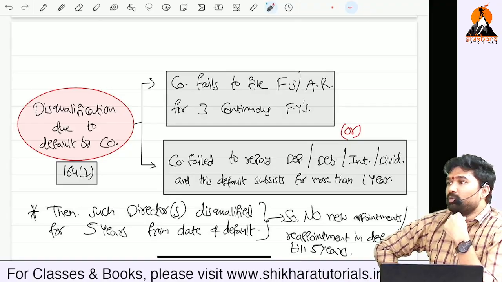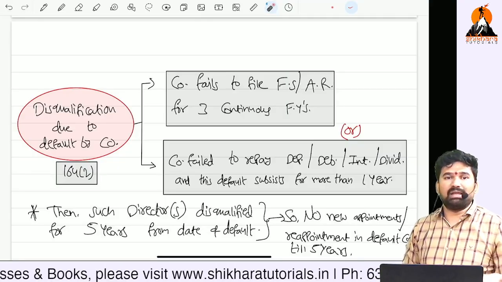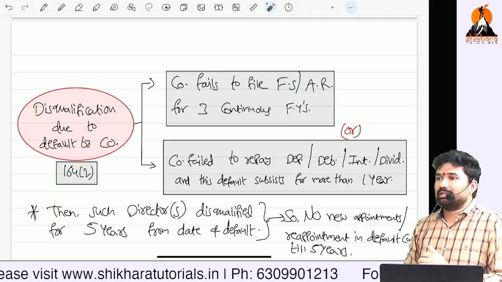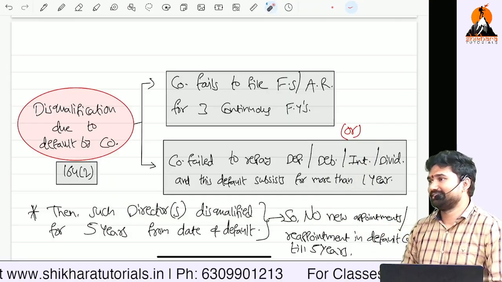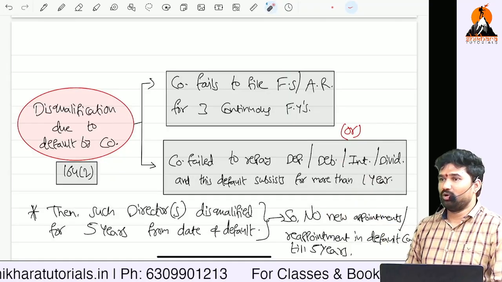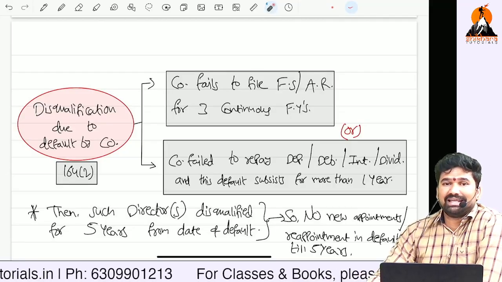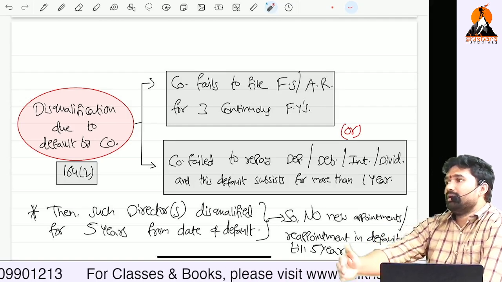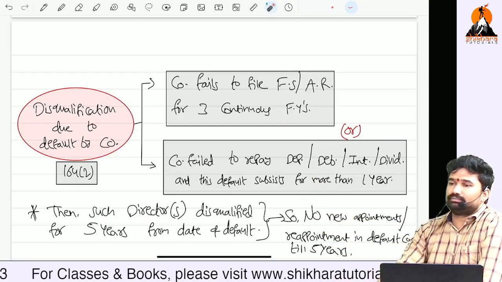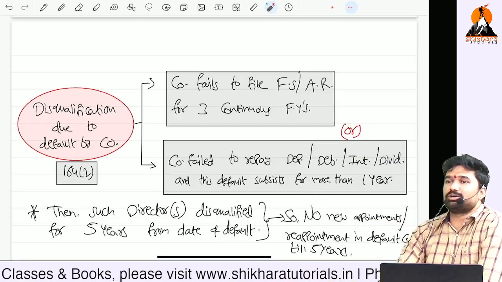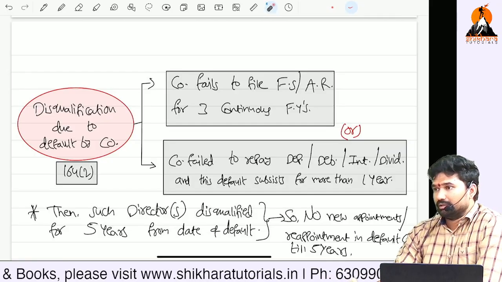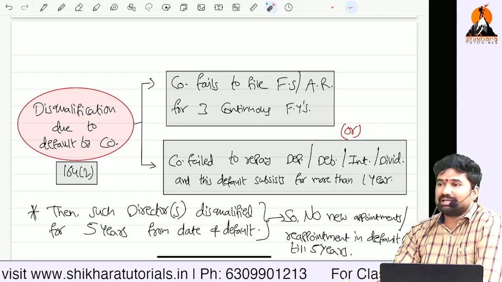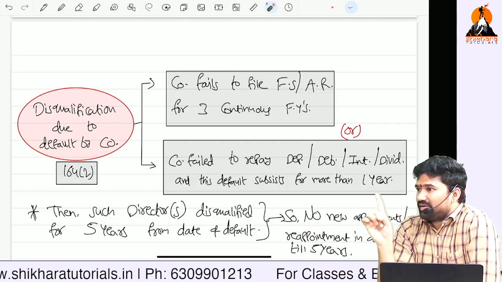3 years. And the second point is the company failed to repay the principal amount on debentures or deposits or pay the interest on the deposits or debentures. Then also immediately the directors will be disqualified? Immediate disqualification? No. We have to wait till the expiry of 1 year from the date of default. Say for example, the deposit maturity date is 1st July 2024. That is the maturity date. You have to wait till 1st July 2025. Till that time, directors are not disqualified from their positions.